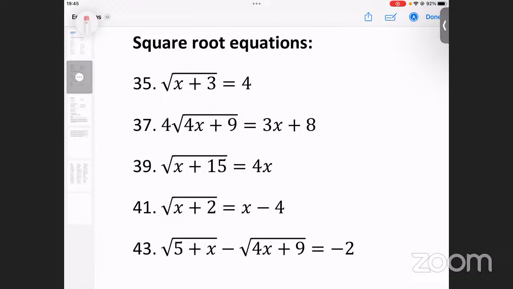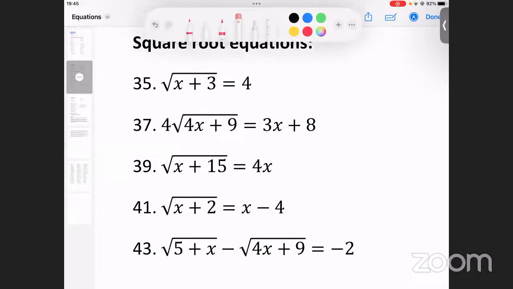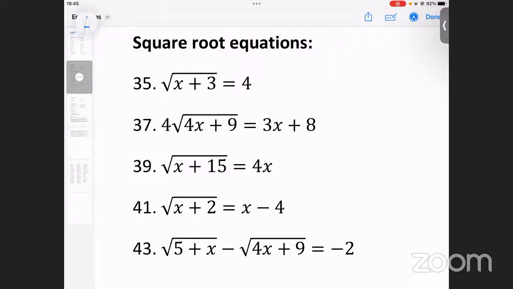16x squared. Okay. So in order for you to solve for x, you must put it in standard form, which means that you have to take x plus 15 to the other side, which will give you the standard quadratic equation, and then from then onwards you can solve for x.